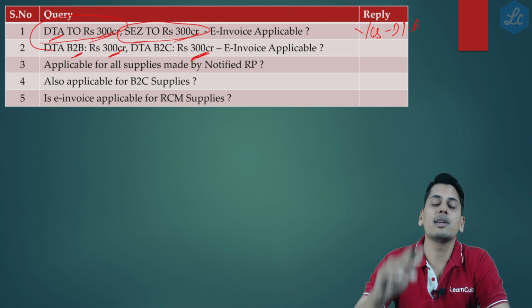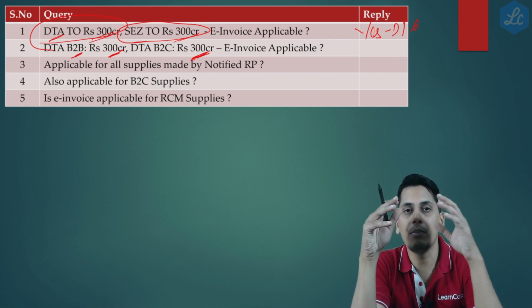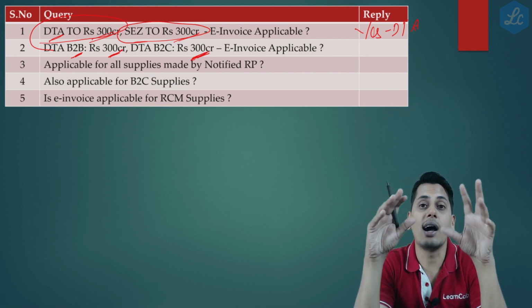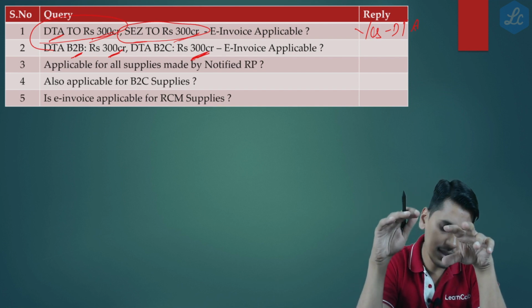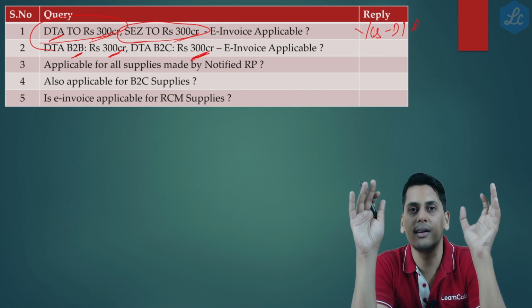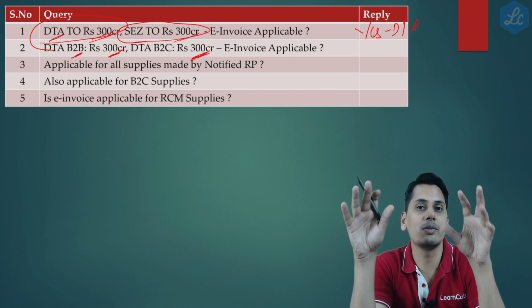B2C supplies turnover is 300 crores. Whether e-invoicing provisions are applicable. Friends, for the applicability, you need to check what is the aggregate turnover. Aggregate turnover is nothing but your PAN-based turnover. The PAN-based turnover happens to be 600 crores. Is it exceeding the threshold? The answer is yes. Should e-invoice be prepared?